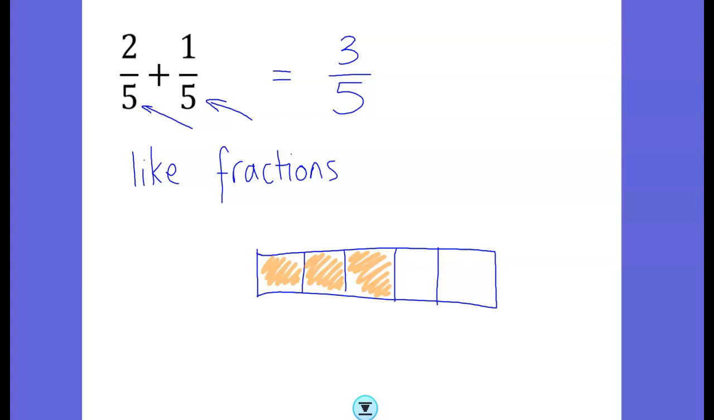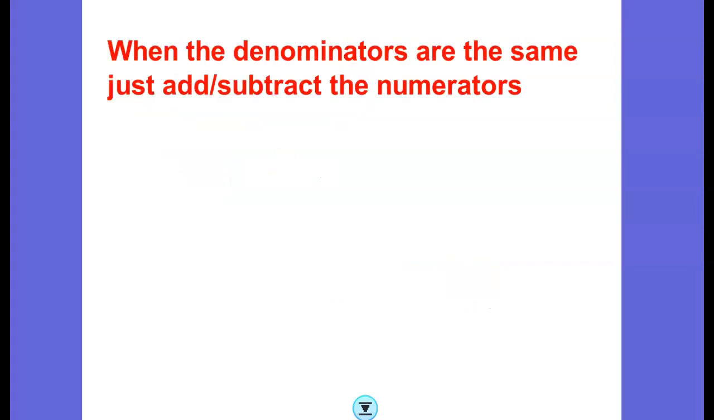And the same with subtraction. So when the denominators are the same, you just add the numerators. So when the bottoms of the fraction are the same, you just add the numerators when we're adding fractions.